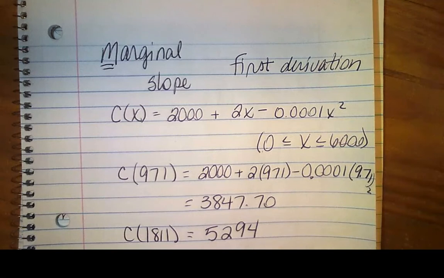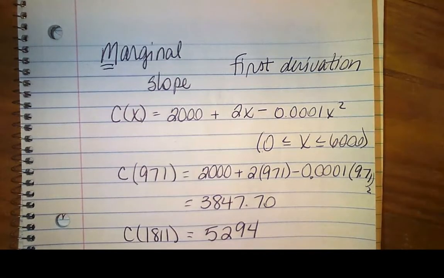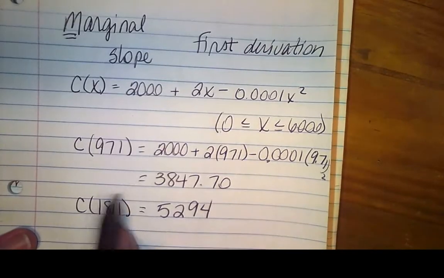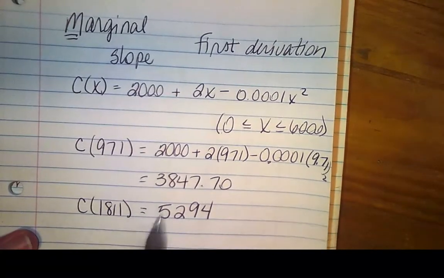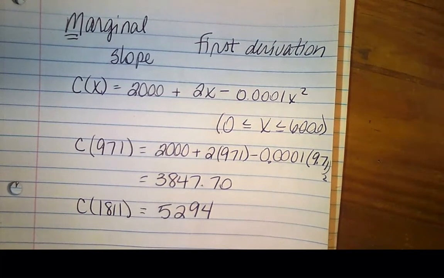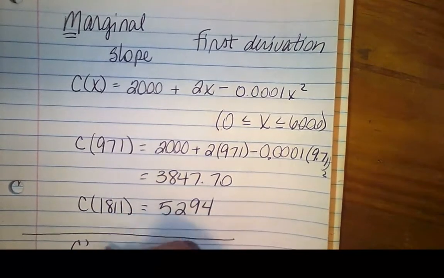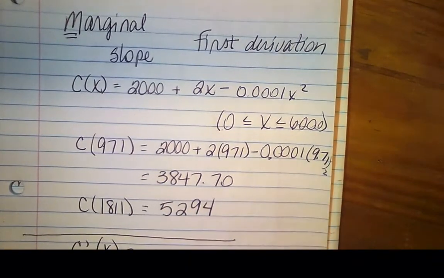Now I want to find out the marginal cost. In other words, if I produce a specific amount of items, what will my cost per item be? I'm just finding out the cost of 971 items, and the cost of 1,811 items. Marginal cost will tell you the cost per item. So first thing I'm going to do is take a derivative.